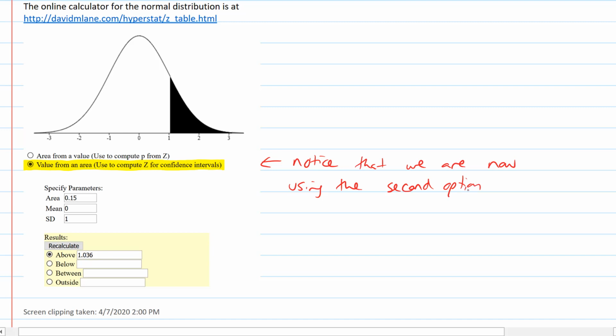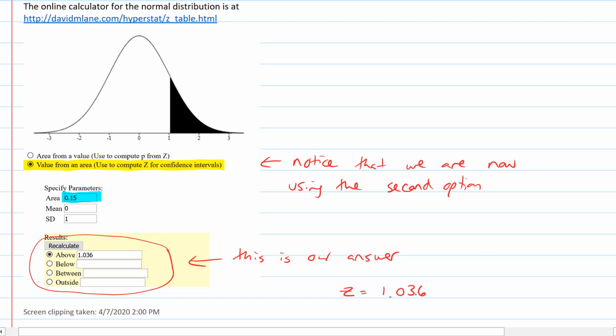And then you put in the area that you're interested in. So here's the area 0.15 that we said, and we're calculating essentially a z-score because we are saying our mean and standard deviation are 0 and 1 respectively. And then one of the boxes that you check in the results area is our answer. So this is our answer. We calculated z is equal to 1.036.